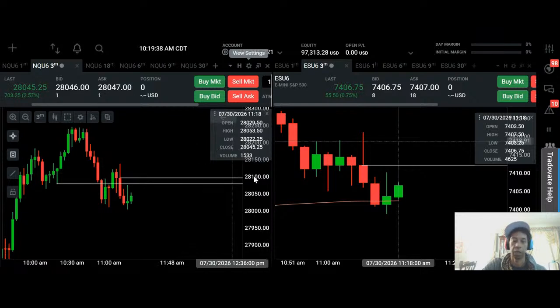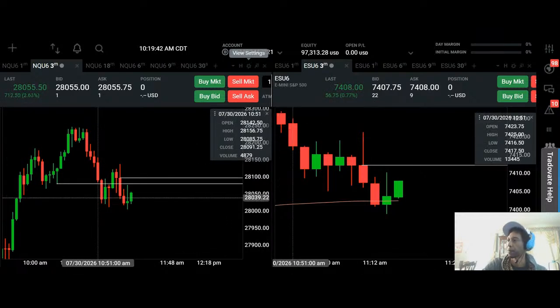Yeah. YM is right there, dude. We might get this entry right here. Even a wick above the actual wick itself would be awesome. But the closure is fine too.